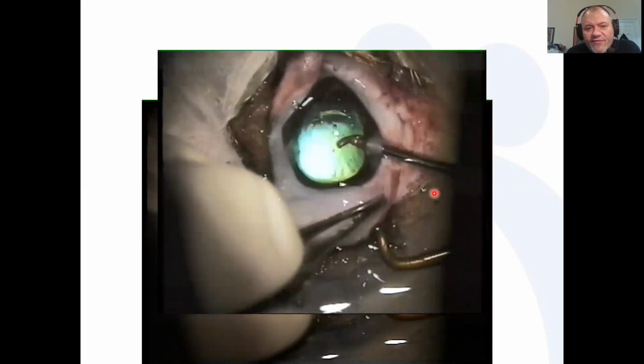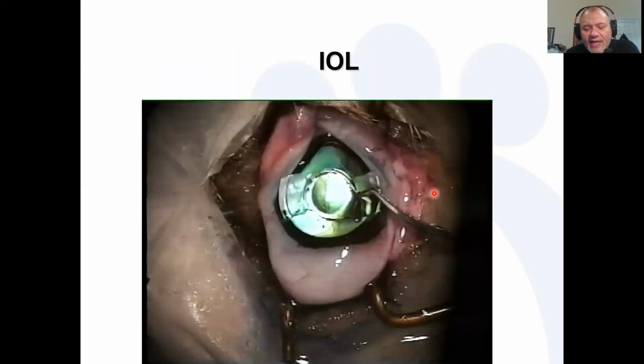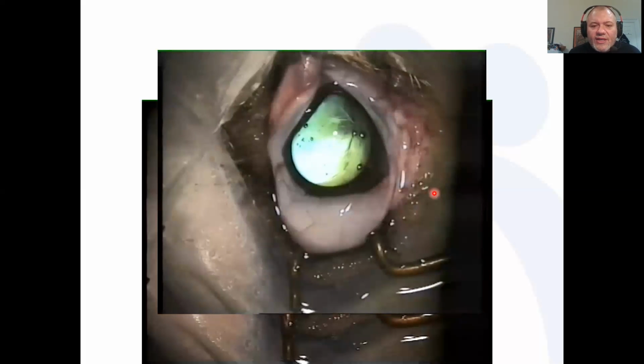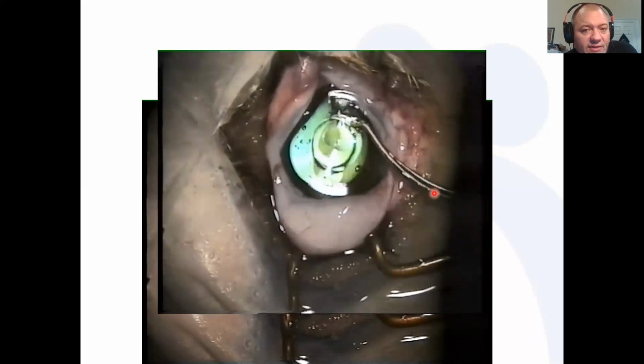And then finally, we place our intraocular lens. We have approximately 10 different sorts of intraocular lenses, different sizes, shapes, materials, which we use for different shaped eyes, different disease processes. These often we use a foldable lens. This is a foldable lens.